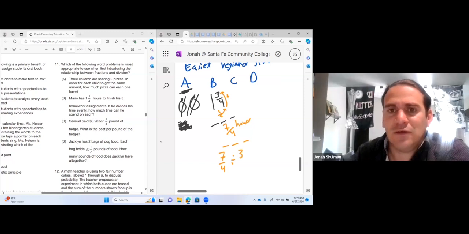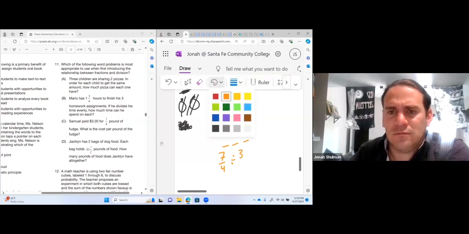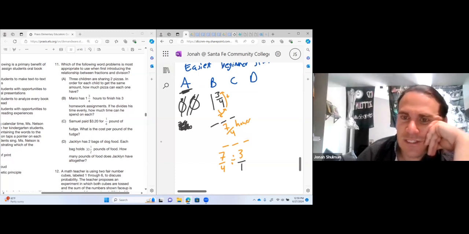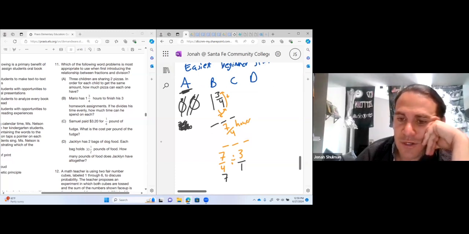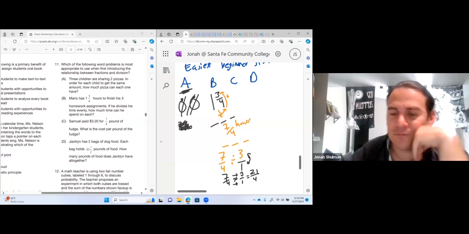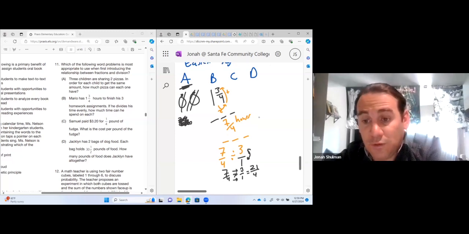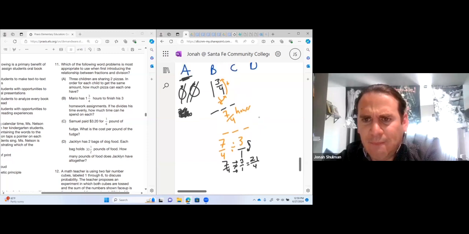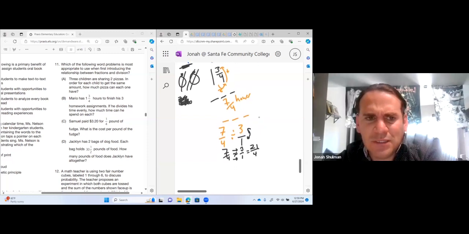Now notice that this is a fraction, so I should make this a fraction. But dividing these fractions gets kind of weird, so we could always multiply the reciprocal, or flip. So 7 times 3 is 21, because you always do top times top, bottom times bottom. So I have 21/4. That's how much time I should spend on each.